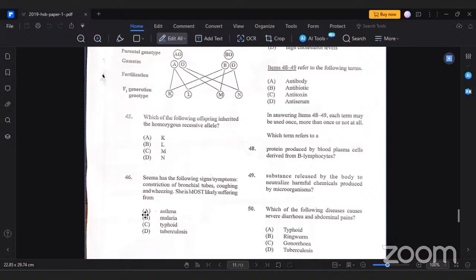I'm seeing B, antibiotic, from Williams. Anybody else? Any other suggestion? A substance released by the body to neutralize harmful chemicals produced by microorganisms. Your answer is actually C, antitoxin. Antitoxins.